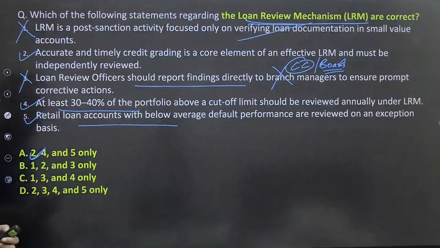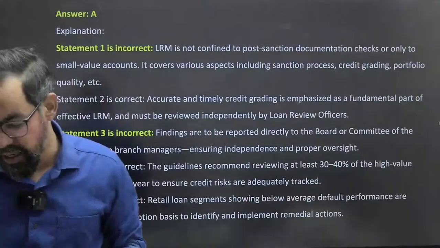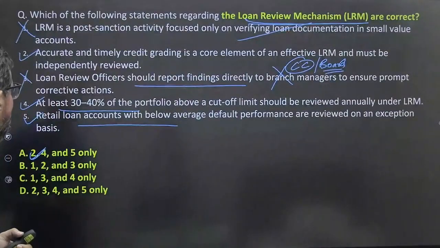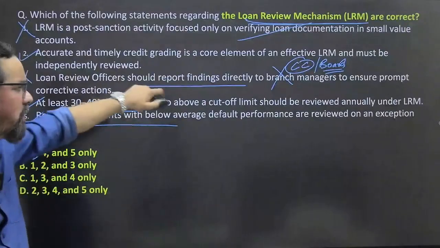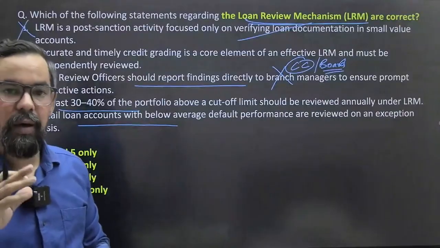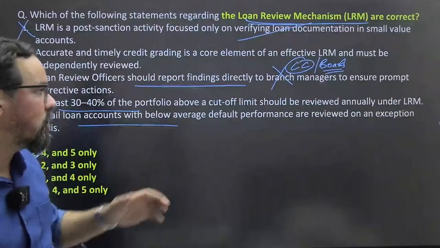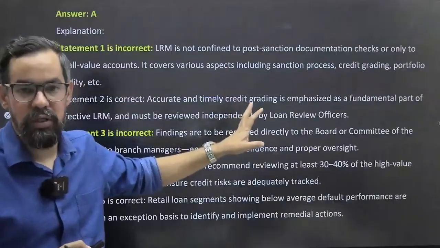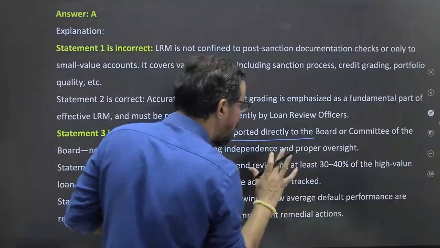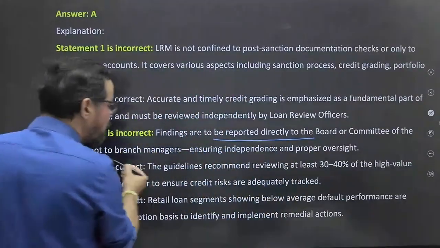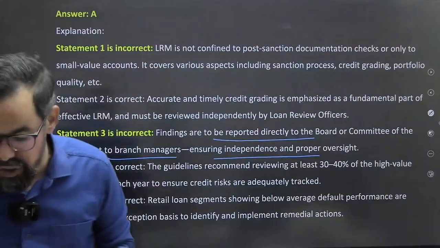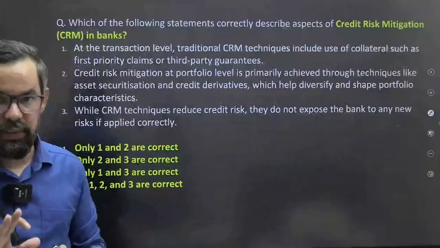So 2, 4, 5 means all answers are A? Yes. So A will be right answer for this particular one. People are saying D. 2, 3, 4, 5. 3 is no. See, this branch manager mostly, when it comes to the review mechanism and all, branch manager itself they involve in those kind of process and all. So it should be at higher level. Finding are to be reported directly to board or committee of the board, not to the branch manager, ensuring independence and proper oversight. So that is the right explanation for this particular one. So please do remember this one. Okay friends, let's move ahead.